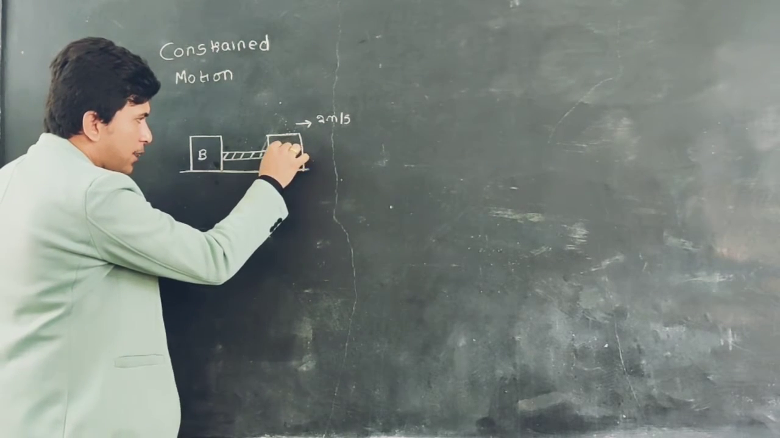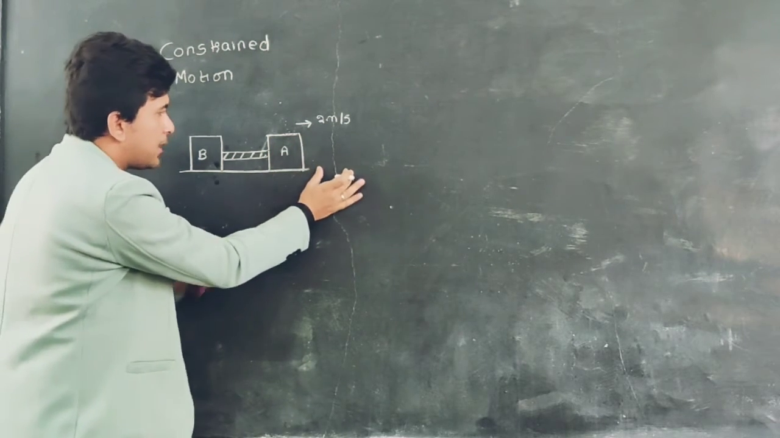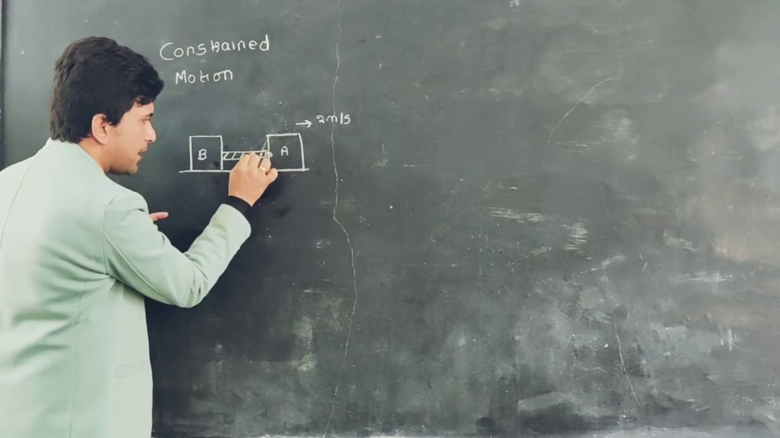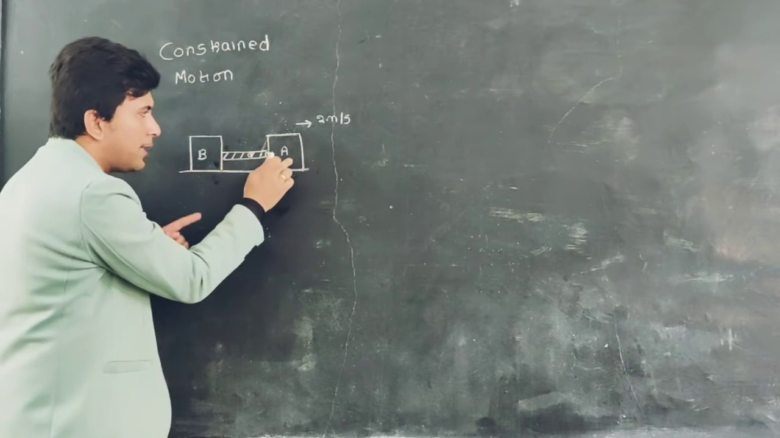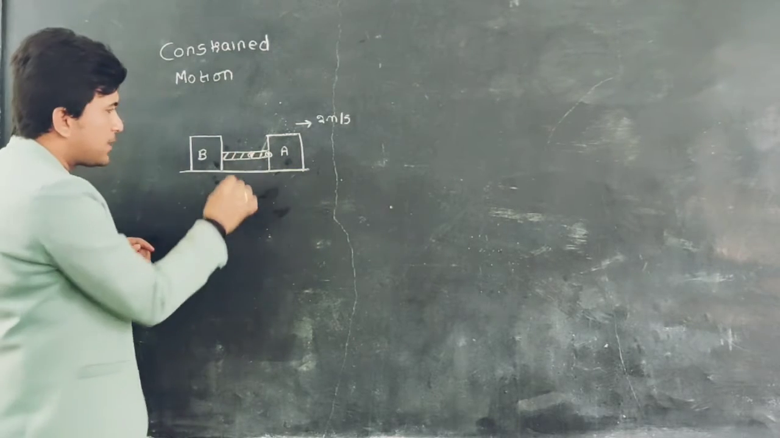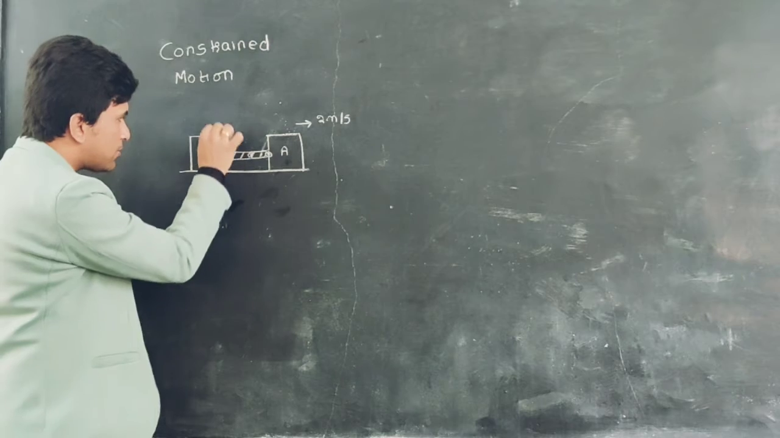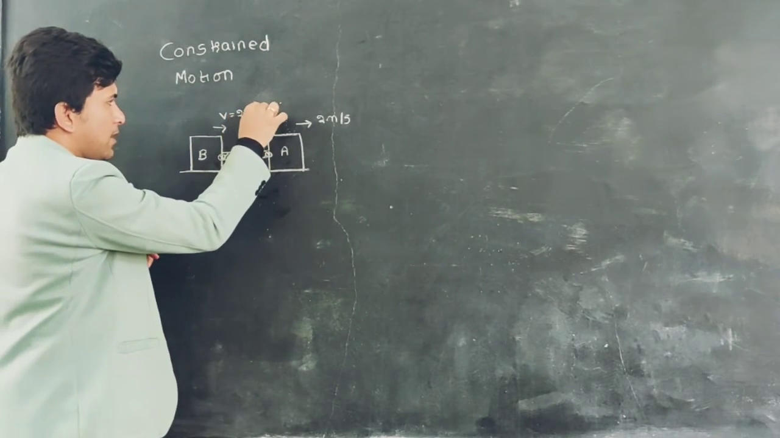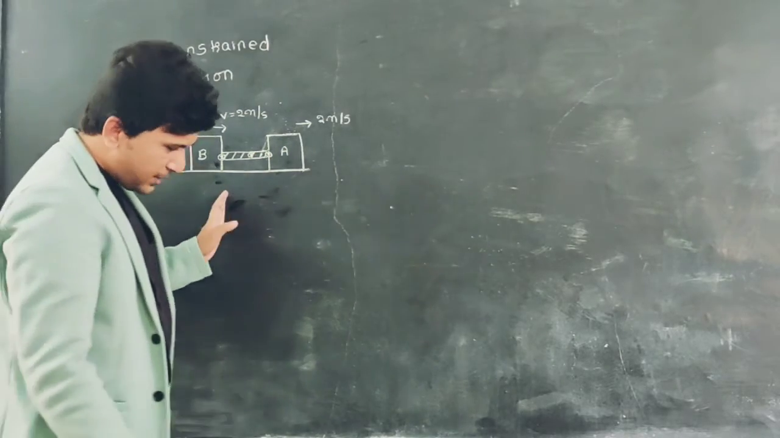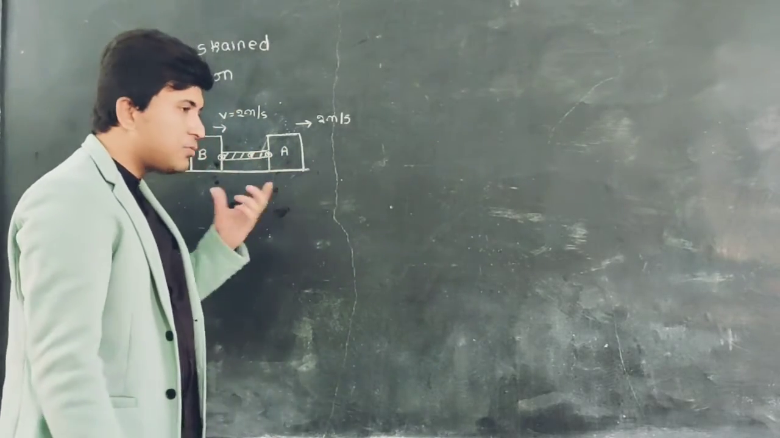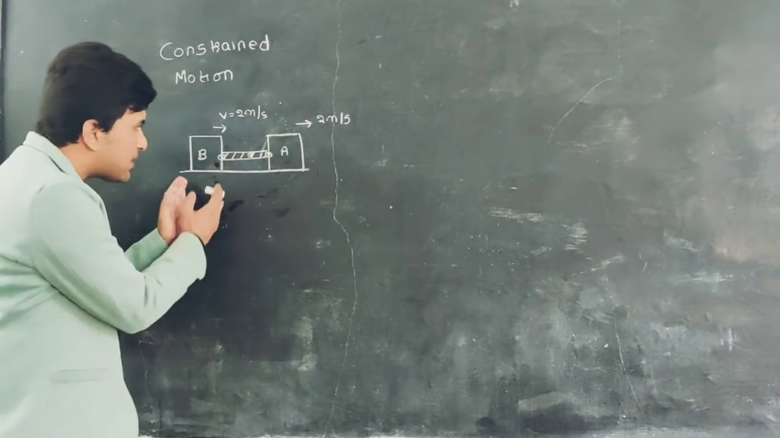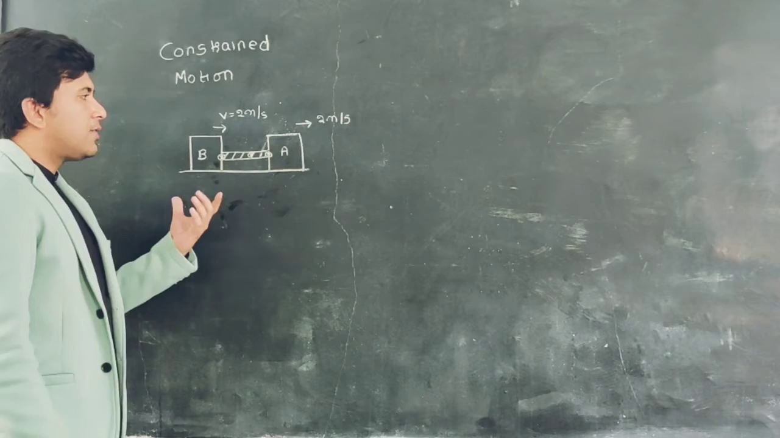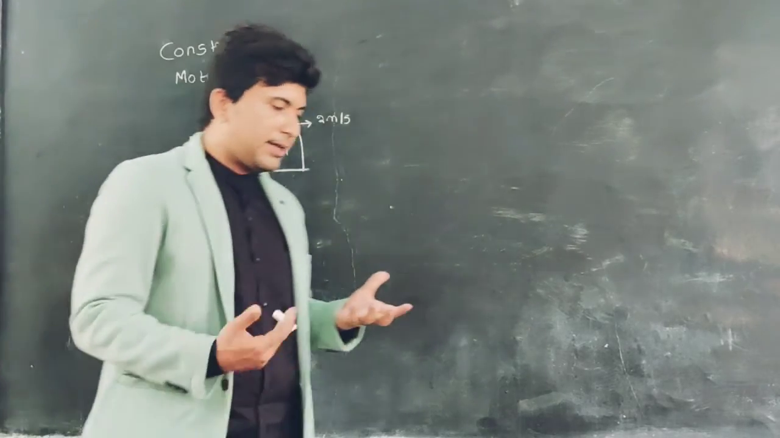In reality, what happens is if this block is moving right side with 2 meter per second, each and every point which is attached here in the string is also being pulled by block A with 2 meter per second, which results in this block also moving right side with 2 meter per second. So the velocity of this block is 2 meter per second, which is common sense. Basically this gives you an idea that the velocity of this block depends upon this block. So you need to analyze this kind of analysis in different scenarios.